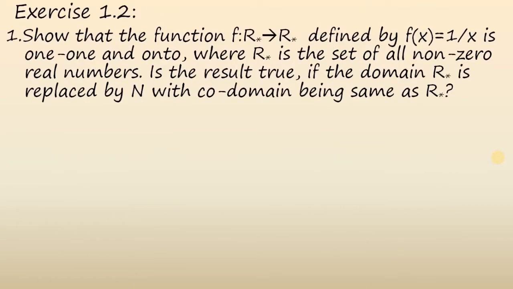Exercise 1.2. First problem is, show that the function f from R to R defined by f(x) = 1/x is 1-1 and onto, where R is the set of all non-zero real numbers. Is the result true if the domain R is replaced by N with codomain being the same as R? So now here this is your domain, okay, and this is your codomain. So they're giving the relation of the domain to the codomain, and they're asking us to find if this function is a relation under this.